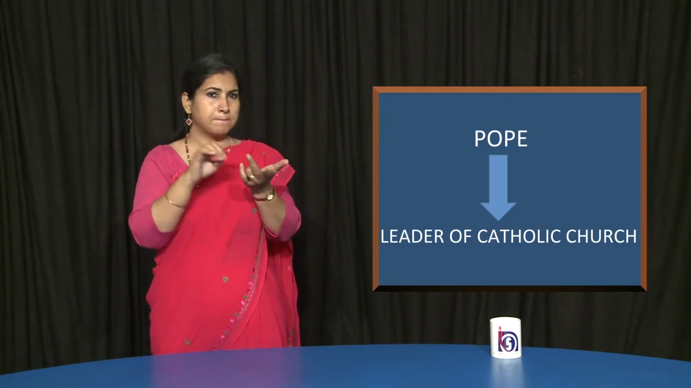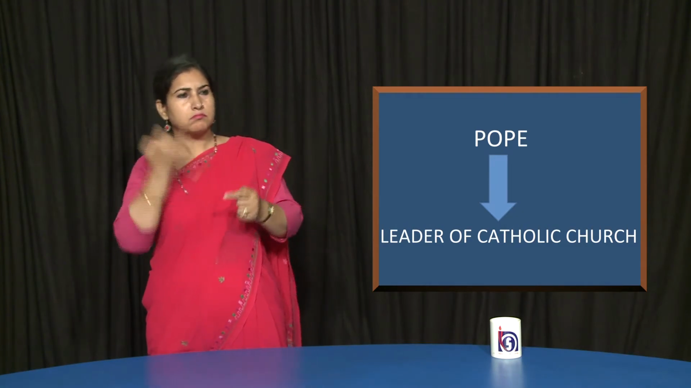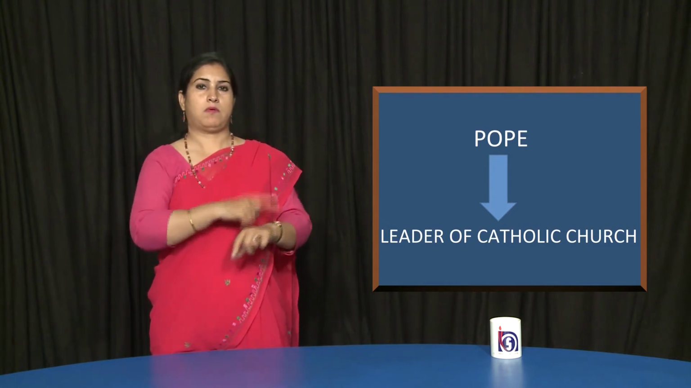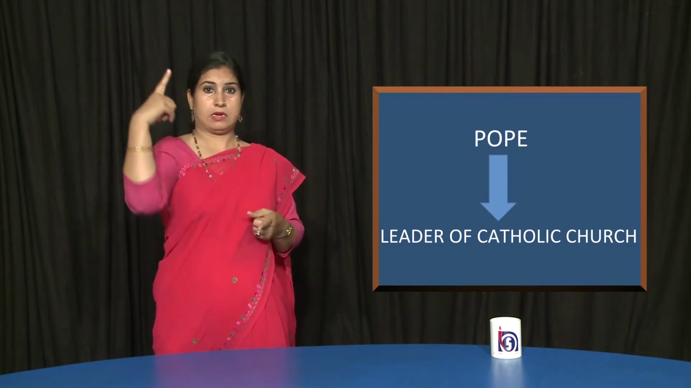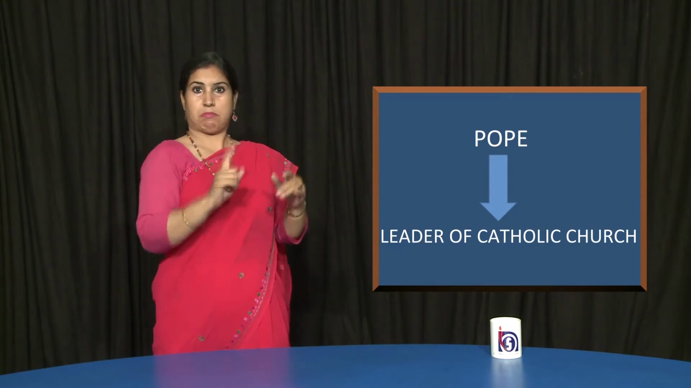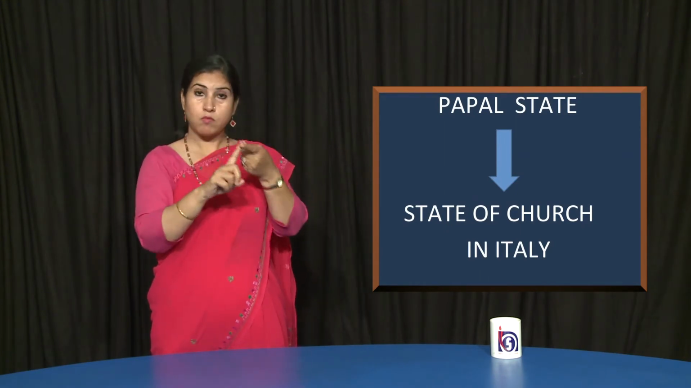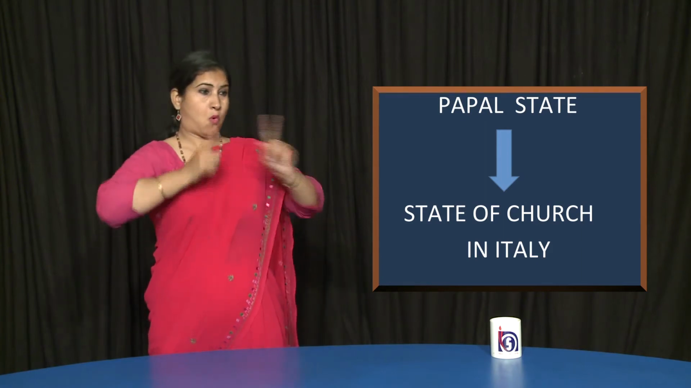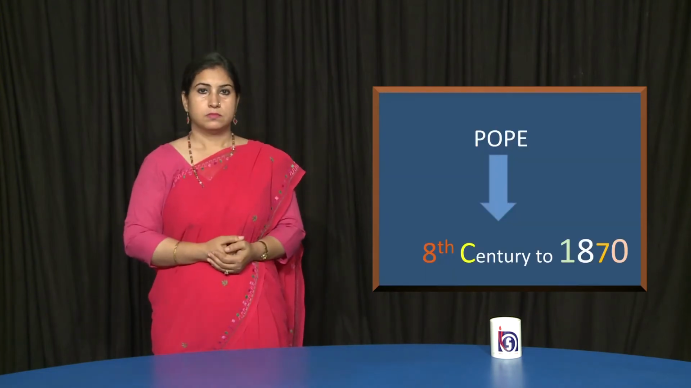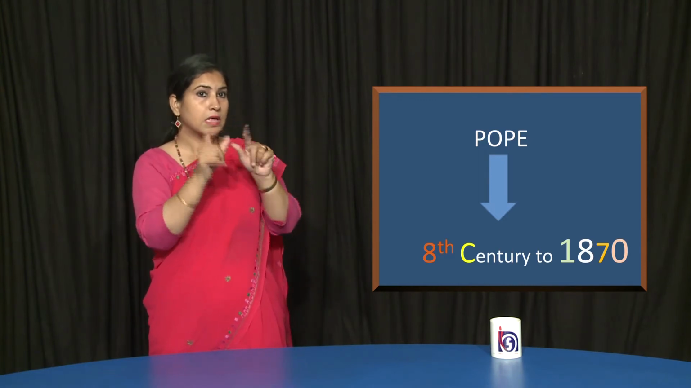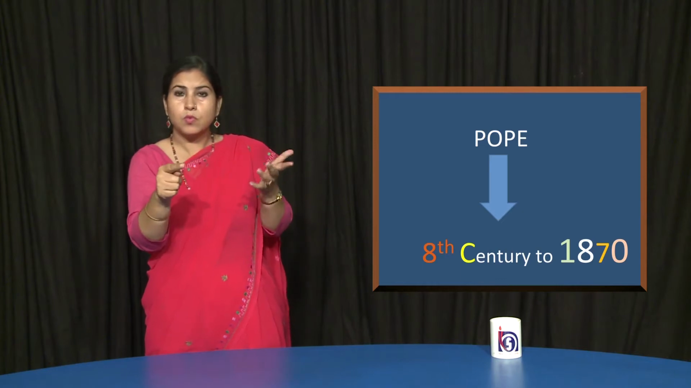During the Middle Ages, the Pope increased his power and started to interfere in political as well as religious matters. Do you know who was Pope? Pope was a leader of the Catholic Church all over the world. As the Christian religion spread across Europe, the Pope became a very powerful man and he ruled over the states of the church. These were the regions in Italy which were directly ruled by the Pope from the 8th century to the year 1870.